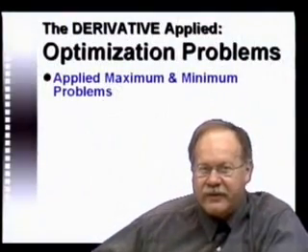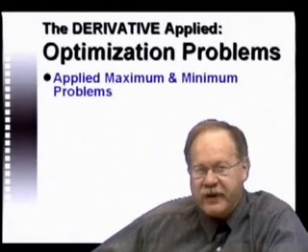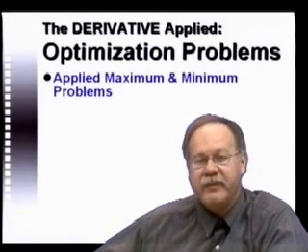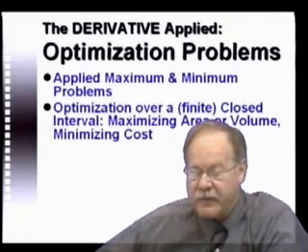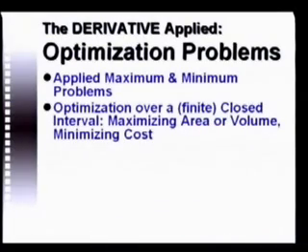Now we'll start looking at some actual problems. And the first kind are problems in which the domain of the variable is a closed interval. Now you know from our past experience that if you're on a closed interval, you're guaranteed, if the function's continuous, to have both a global maximum and a global minimum. And we'll look here at maximizing area or volume and minimizing cost.